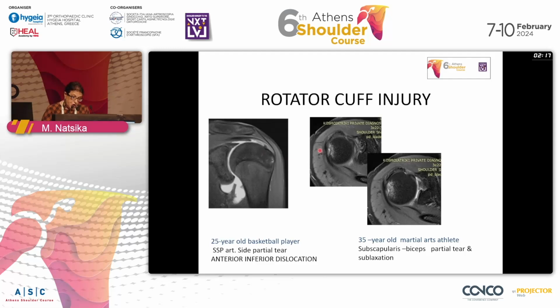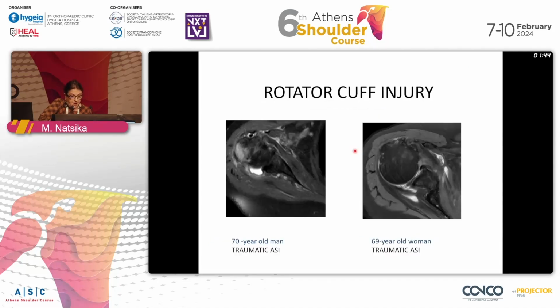supraspinatus. Also here we have a problem with the subscapularis and biceps tendon, and this is also something that we saw when we have a problem with the biceps. Most of the time when we have dislocations, we have a problem also with the subscapularis. And the problem is that we don't have a very good sensitivity and specificity in conventional MRI to see well the subscapularis lesions. When we have an older patient, of course, this is much easier.